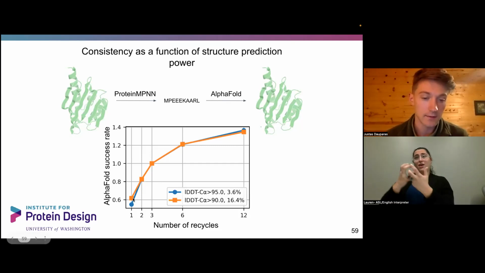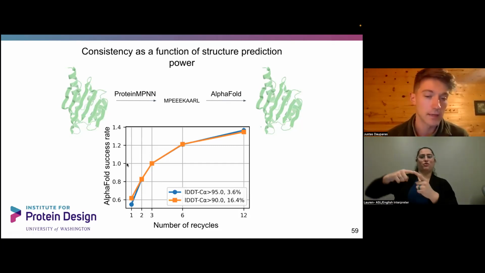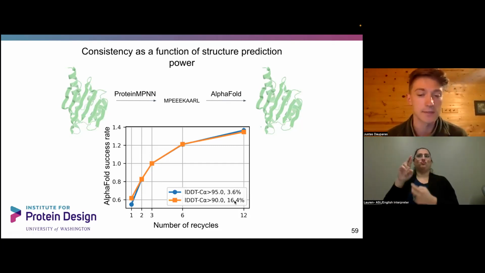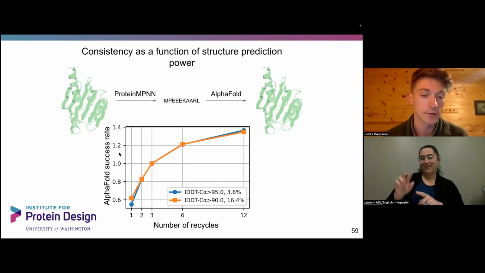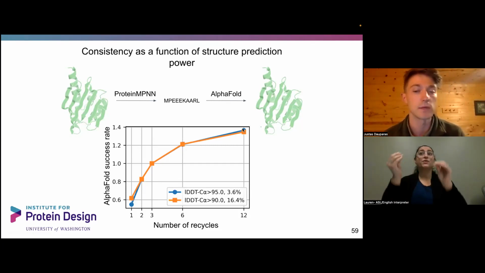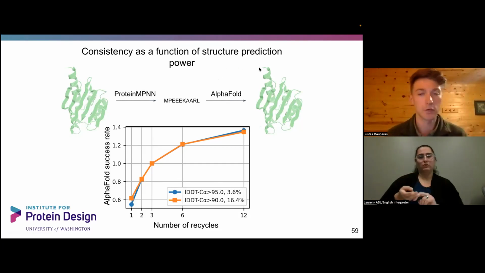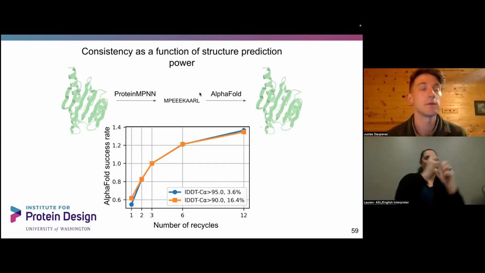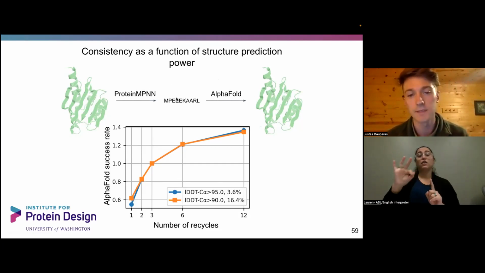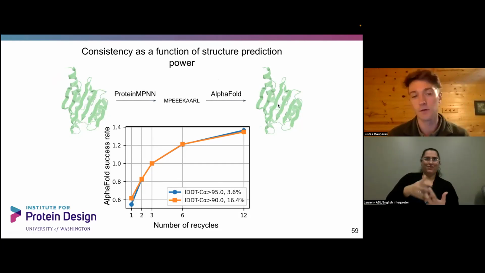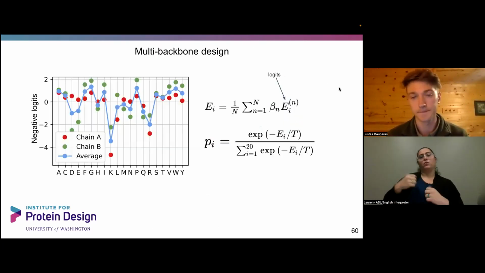And you can see that having one recycle and 3 recycles as a baseline, so this 3.6% and 16% success rate. Increasing to 6 recycles, you get about a 20% boost, and then increasing another 6 recycles, you get another almost 20% boost. So it's showing that the structure prediction is the hard part in this encoder-decoder regime. Often, even sequences that couldn't be predicted by AlphaFold could still be folding into the correct backbones. So as structure prediction methods get better, there's more chance to check how well the input and output are matching.